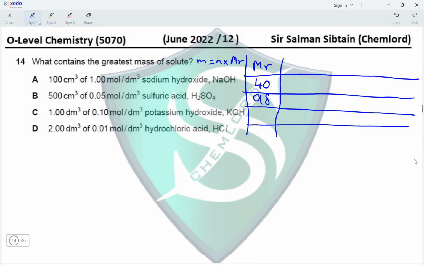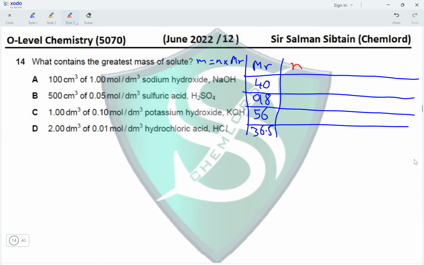This gives us 98. Next, we have potassium hydroxide: 39 plus 1 plus 16 is 56. And next we have HCl: 35.5 plus 1 is 36.5. So now we have the MR of each of these substances. Next, we will calculate the moles.